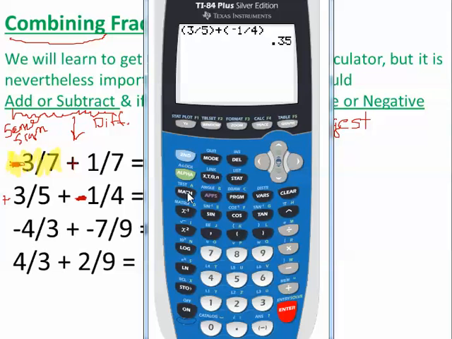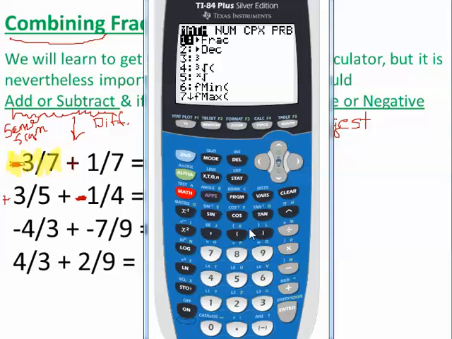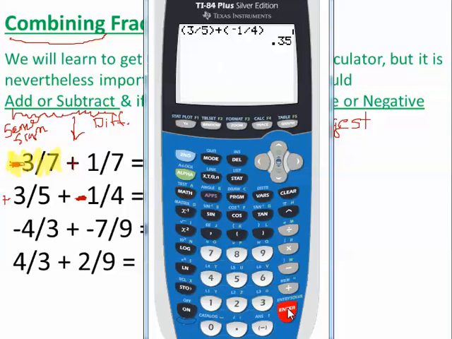And it even tells me that my answer is positive. We know that we need to subtract the two. Oh, by the way, when I push math and then enter, it will change it to a fraction for me, and that fraction is 7/20. So in case you have a multiple choice answer that's not a decimal, that will do it for you.